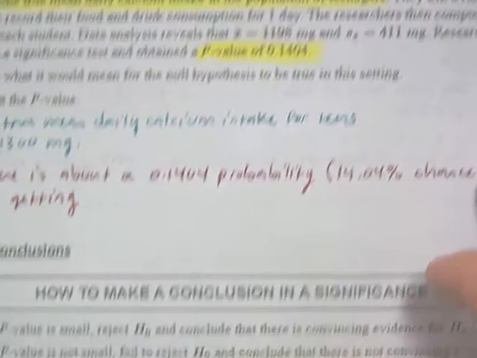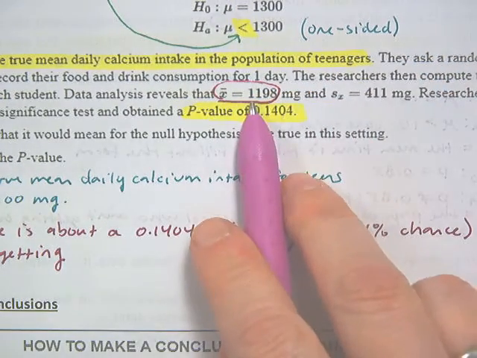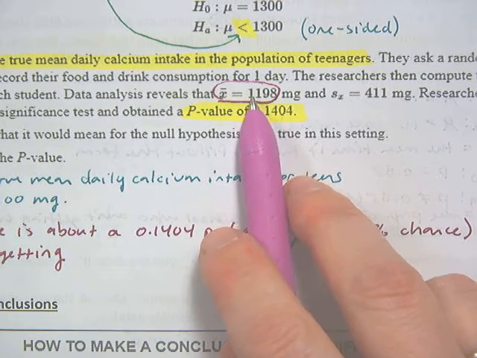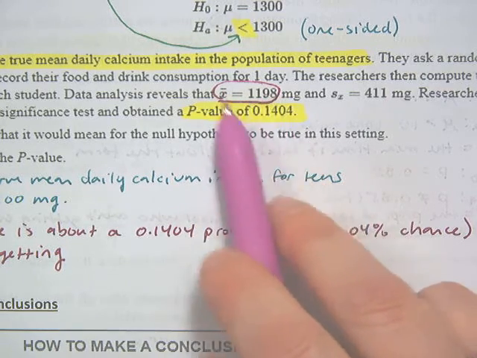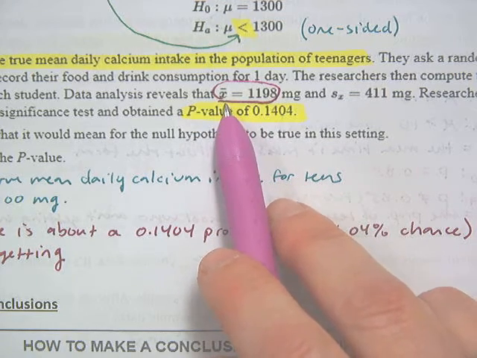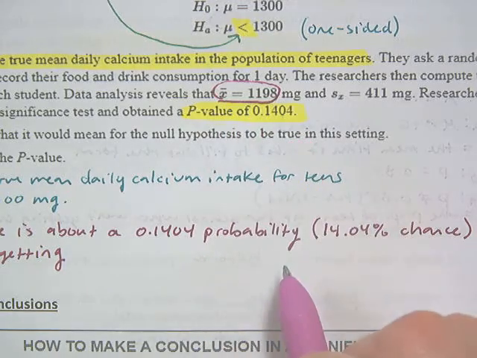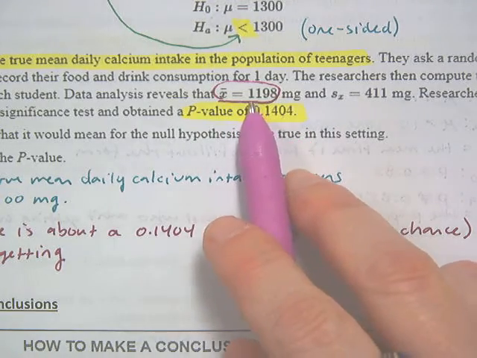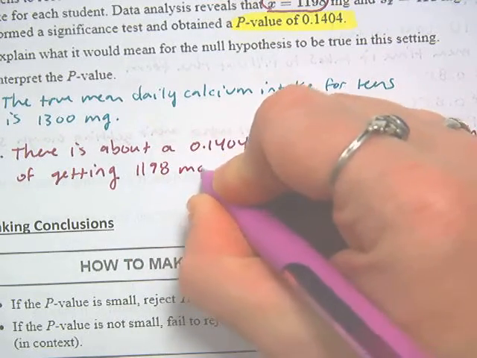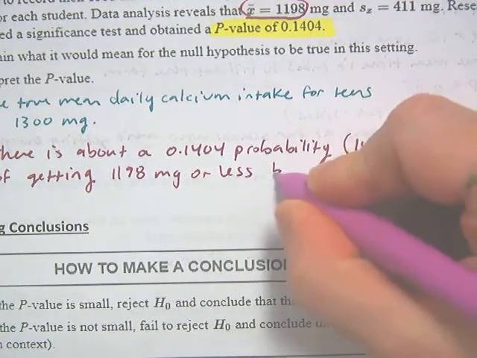Well, then you have to reference what happens in the sample. Okay, remember the free throw shooter? He shot 64% in front of us. So in this problem, we're referencing the sample mean, which is x bar, and that's what I'm going to write next. So there's only a 0.1404 probability of getting 1,198 milligrams or less by chance alone.